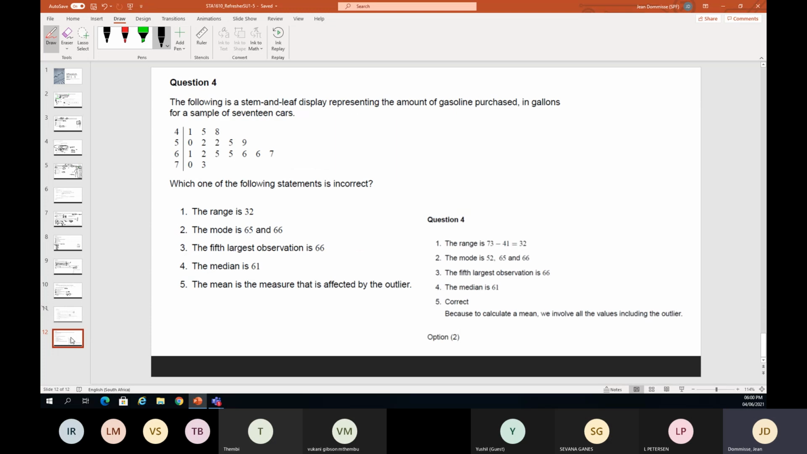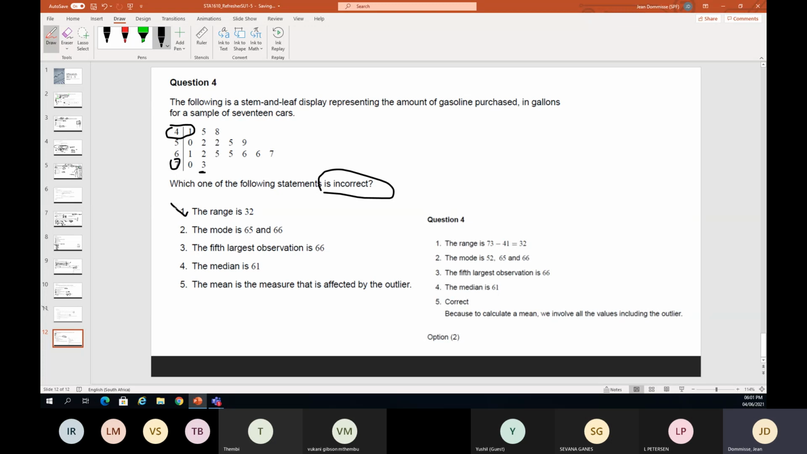Okay, last one, and let's see if I still have a minute or two. The following is a stem and leaf. Which one of the following statements is incorrect? The range is 52. So the range we'll get by taking the maximum, which is 73, minus 41. 73 minus 41 is 52.